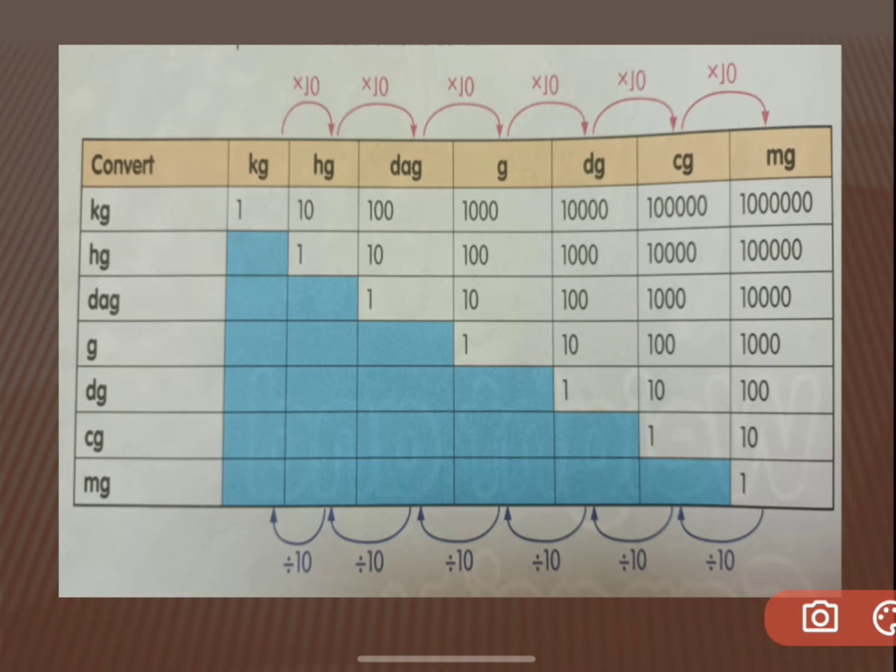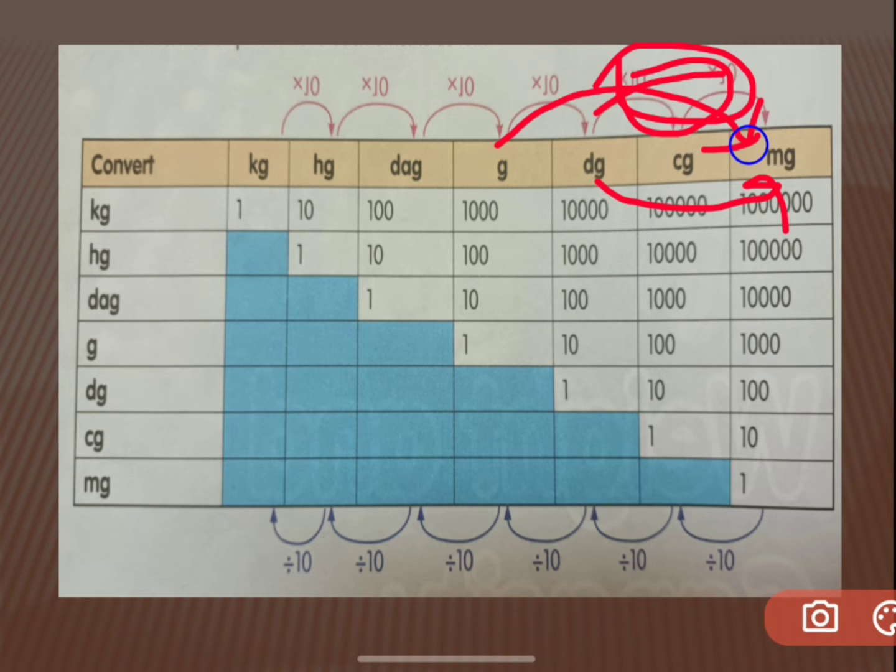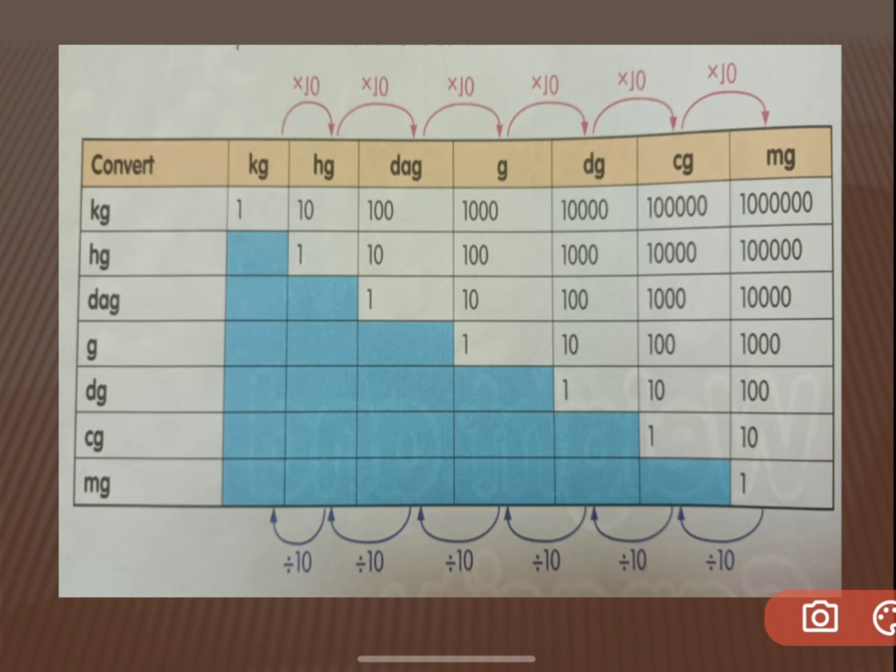So when you have to convert from decigram to milligram, then you have to multiply by 100. 10 into 10, 100. So from deci to milli, it is 100. If you have to convert grams into milligrams, that becomes 1000, isn't it, children? So 10 into 10 into 10. 10 into 10, 100, 100 into 10, 1000. So 1000 milligrams.